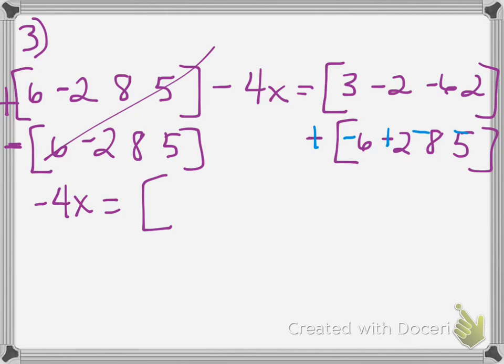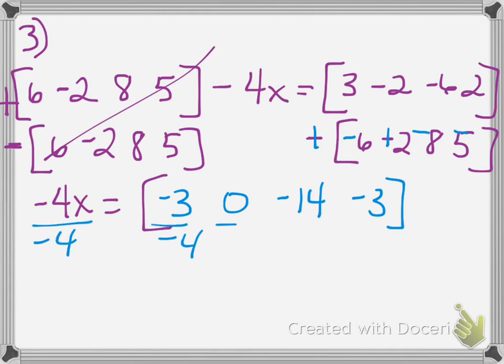So 3 plus negative 6 is negative 3. Negative 2 plus positive 2 gives me 0. Negative 6 plus negative 8 gives me negative 14. And 2 plus negative 5 is negative 3. So now at this point, I need to get x alone. So I am going to divide everything by negative 4.